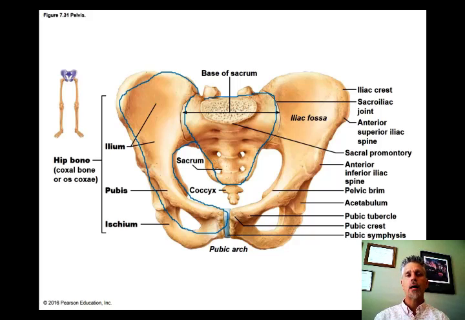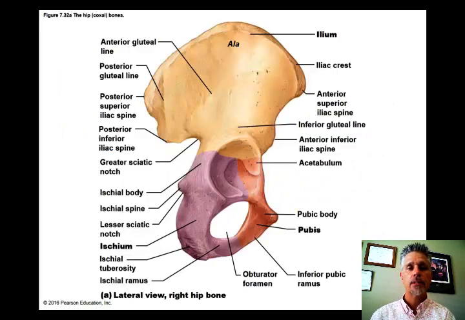Now the hip bones, the coxal bones, are actually three fused bones that have come together. So you can see how they're labeled: ilium, pubis, and ischium. If we view them from the side, it's a little bit more clear because they're color coded here. So this top part is going to be the ilium. This posterior part here is going to be the ischium. And the anterior part here is going to be the pubis.